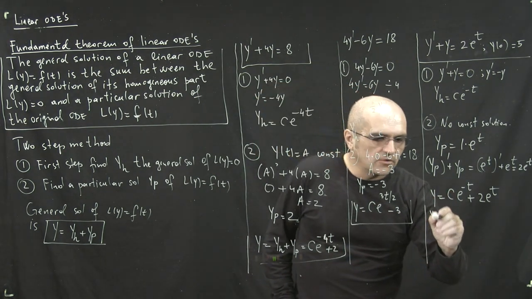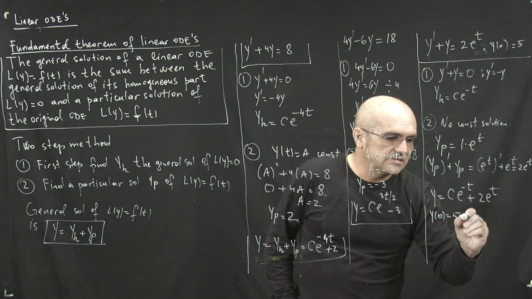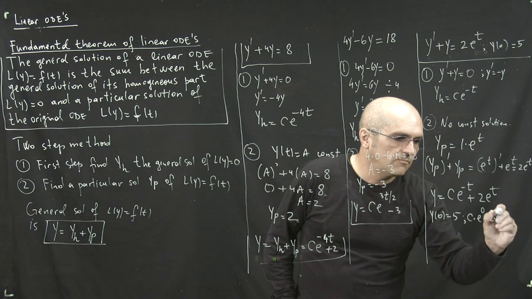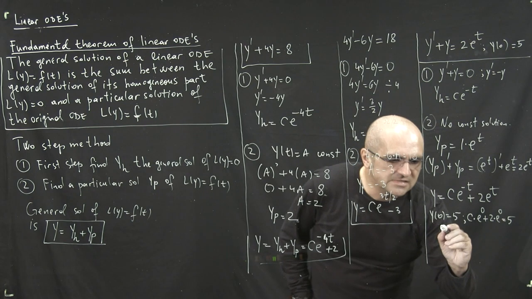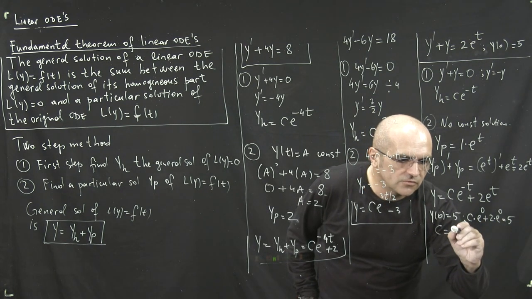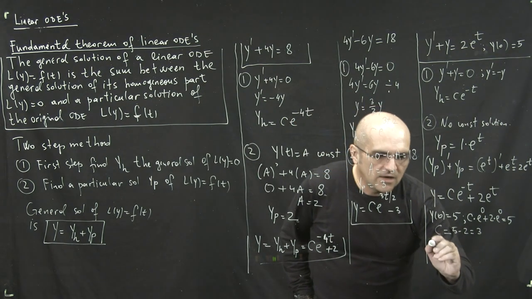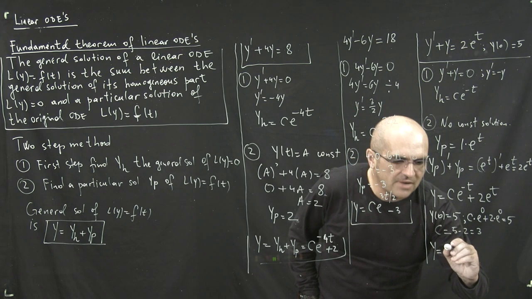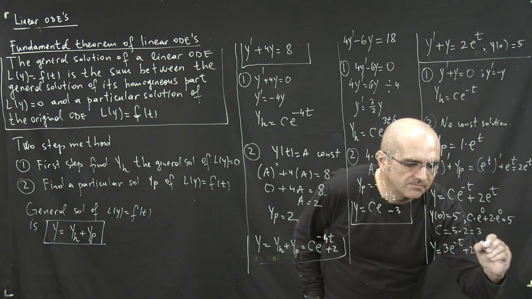So y of 0 equals 5. That means c times e to the 0 plus e to the 0 equals 5. And that gives me c equals 5 minus 1, which is 4. And then finally, the exact solution of the initial value problem will be 4e to the minus t plus e to the t.